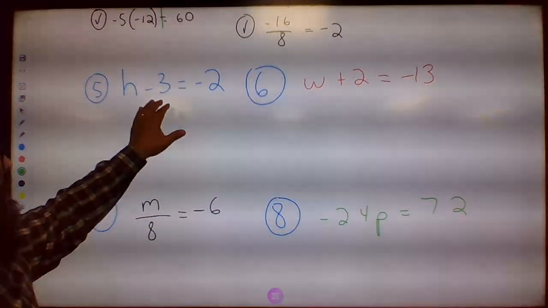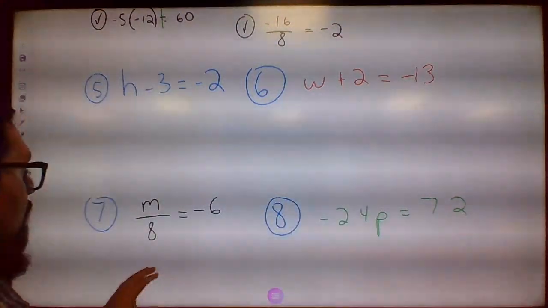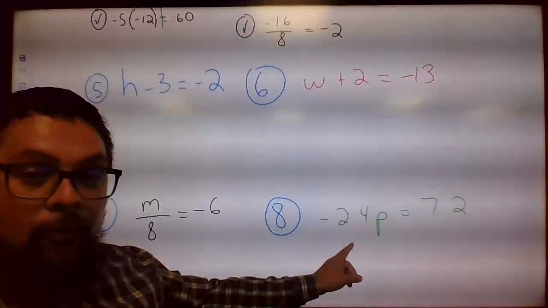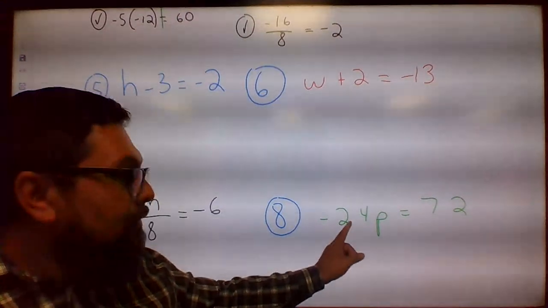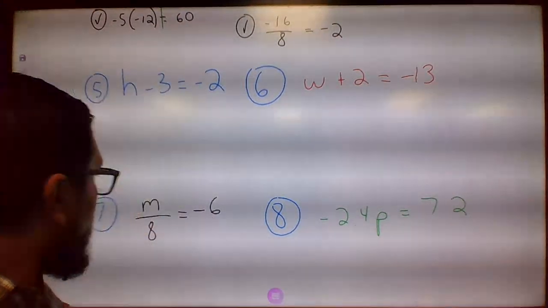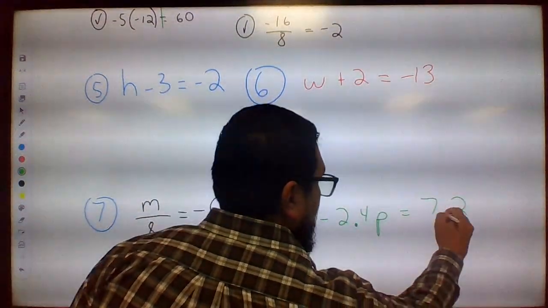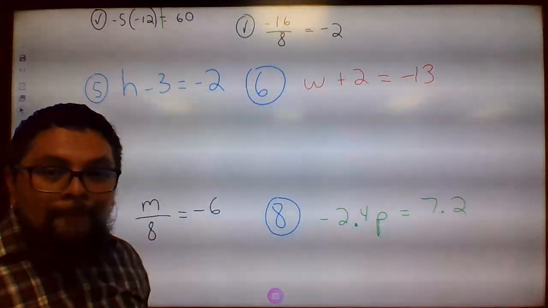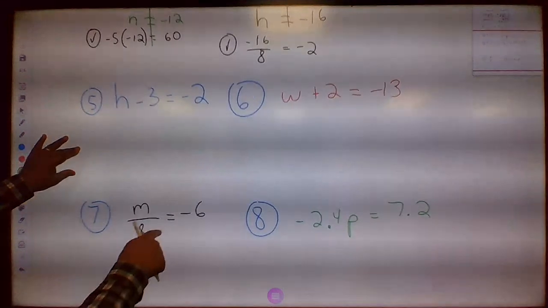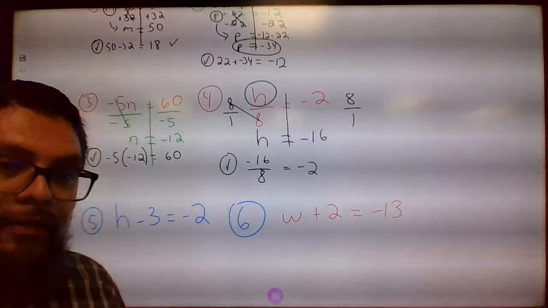So h minus 3 equals negative 2. W plus 2 equals negative 13. M divided by 8 equals negative 6. Negative 2.4p, there's a decimal point right here, equals 7.2. So you're going to copy all this, complete 5, 6, 7, and 8, and submit all this under the submission, so that I can see your work.